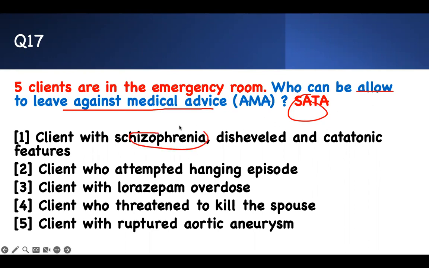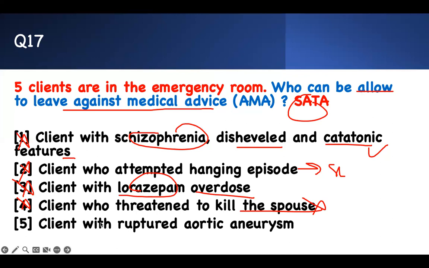Client with schizophrenia is disheveled and has catatonic features. This guy cannot take care of himself. He cannot leave. Client who attempted a hanging episode is suicidal. He cannot leave. Client with lorazepam overdose, a drug overdose. He cannot leave. He's impaired. Client who threatened to kill the spouse, homicidal. He cannot leave. You get the strategy. So those are the strategies I want you to pay attention to.